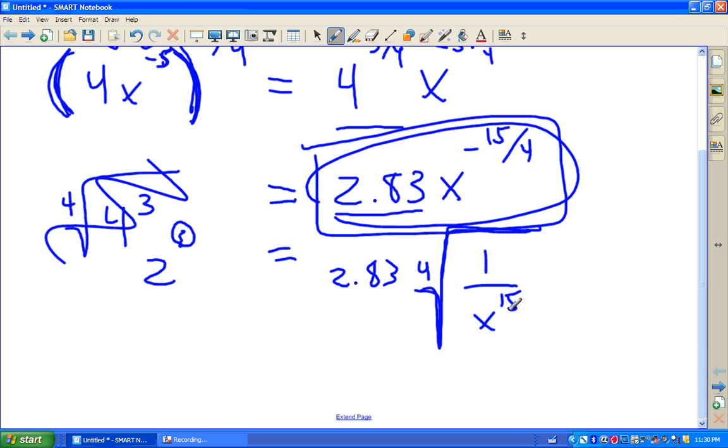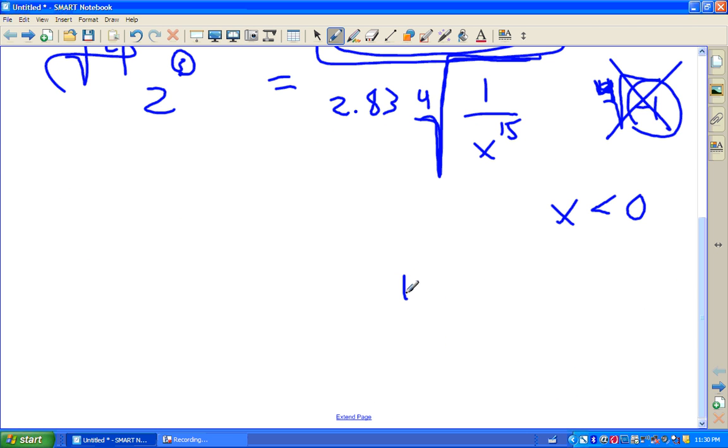Now, this is an odd number. If this is an even number, maybe it wouldn't matter, but it's an odd number. Therefore, if x was negative, suppose x was less than 0. Plug in a -1, for instance. -1 to the 15th gives me -1. 1 divided by -1 leaves me with a -1. If I get a -1 under an even numbered root, like squared or 4th or 6th, I have a problem. I can't possibly find a number that when I multiply it by itself 4 times, I'm going to get a negative. So this can't happen. Therefore, my domain is all x's such that x is greater than or equal to 0.